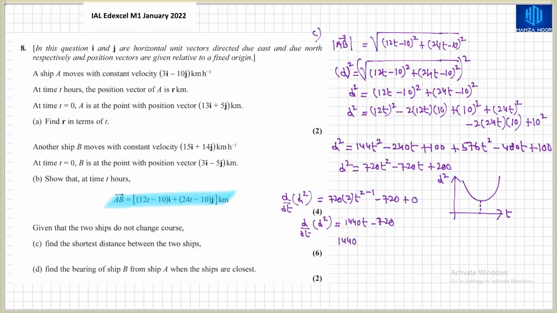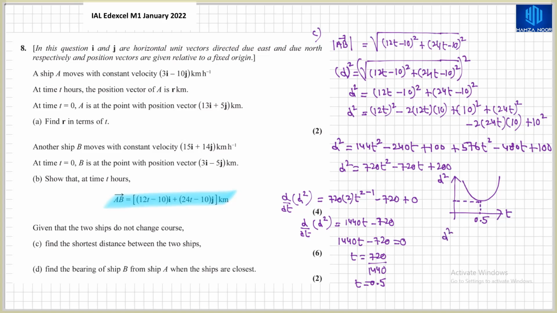So 1440 t minus 720 will be equal to 0, and therefore we will find the value of t at which the least distance, the shortest distance, will occur. So therefore t is equal to 720 divided by 1440. So therefore t is equal to 0.5. This value of t is 0.5, and we need to find the corresponding value of d square. So we are going to substitute t equals 0.5 back into the equation.